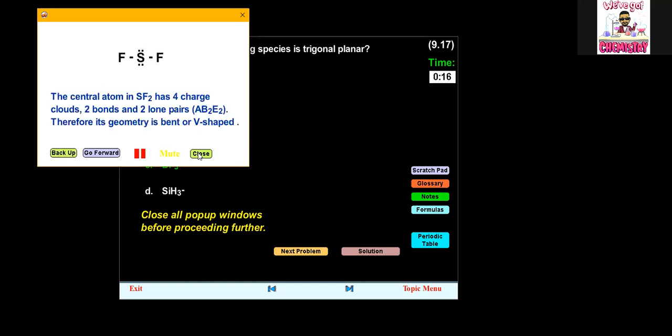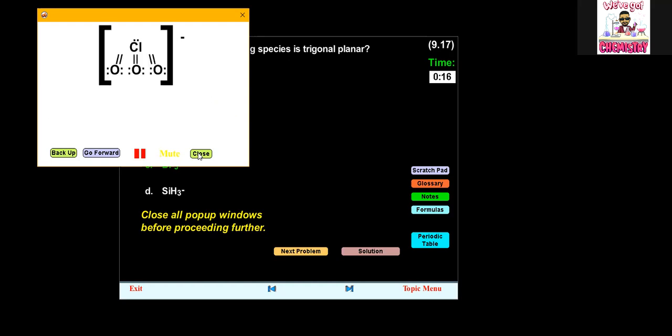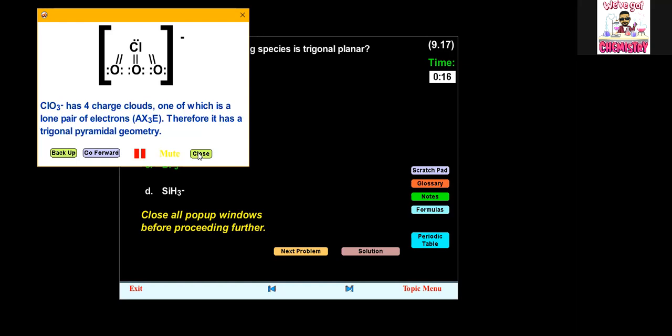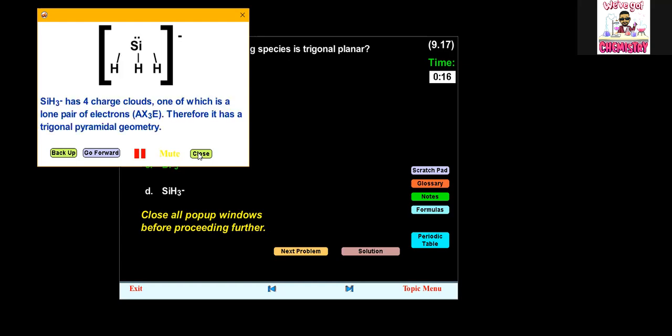The central atom in SF2 has 4 charge clouds, 2 bonds and 2 lone pairs. Therefore, its geometry is bent or V-shaped. ClO3- has 4 charge clouds, one of which is a lone pair of electrons. Therefore, it has a trigonal pyramidal geometry. SiH3- has 4 charge clouds, one of which is a lone pair of electrons. Therefore, it has a trigonal pyramidal geometry.